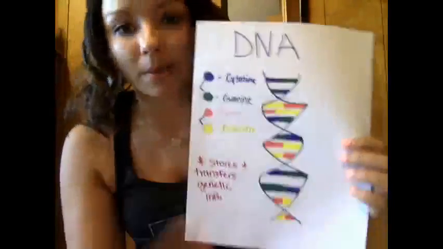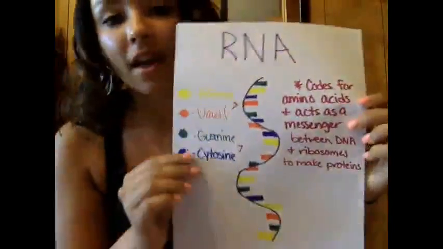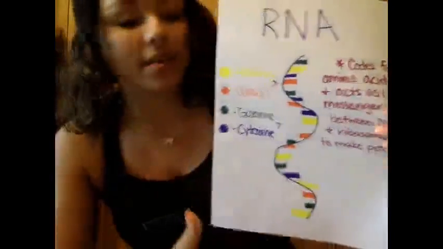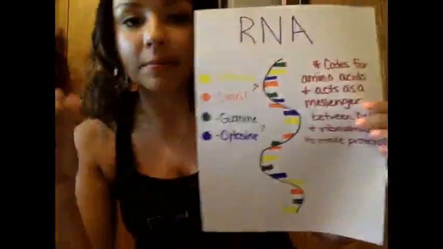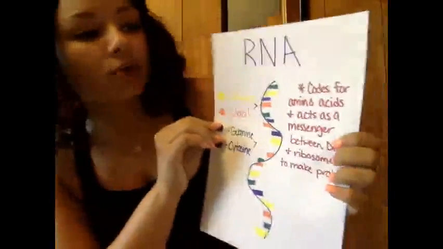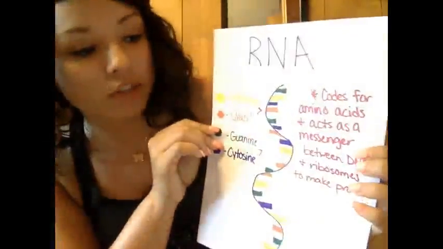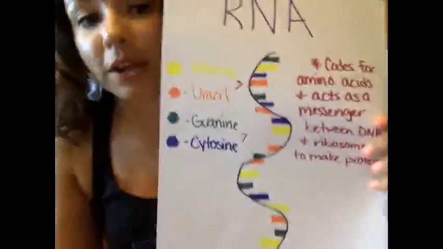But I wanted to talk about DNA so that we could talk about RNA, which is not quite as well known among certain people. RNA looks kind of like DNA, but it's missing a letter. It just has one helix, and as you can see, there's only one side that has the base pairs on it. It's just one strand. The purpose of RNA is that it codes for amino acids and acts as a messenger between DNA and ribosomes to make proteins. So there's your picture of RNA.